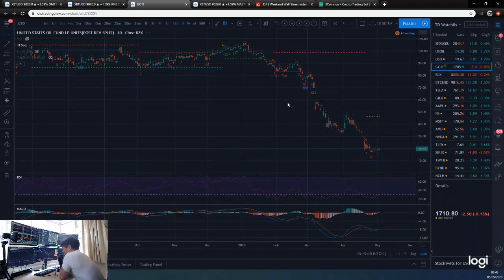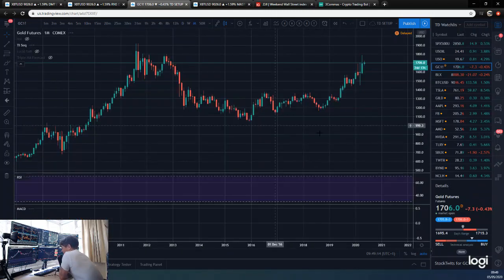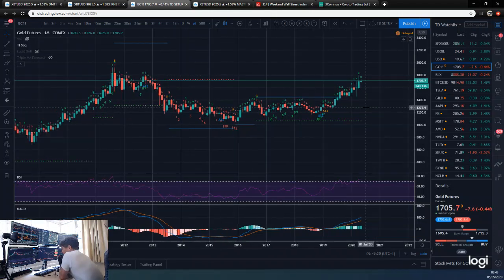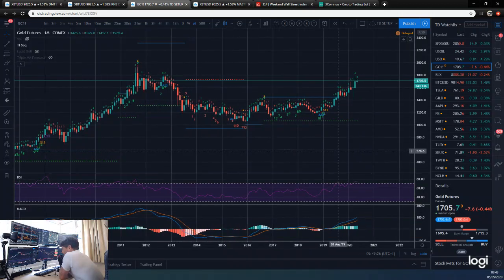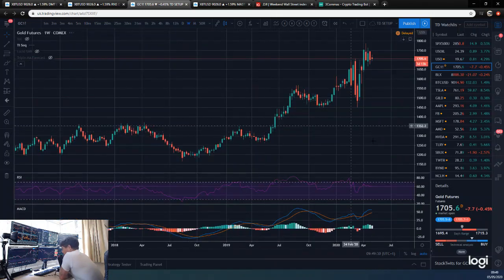Right, so over to gold. Gold on the monthly, still in this green count. Monthly green 5, RSI looking very strong, MACD looking great. Monthly gold looks great. I mean, gold's definitely in a bull trend here, no two ways about that. So we'll just go straight to the weekly now.